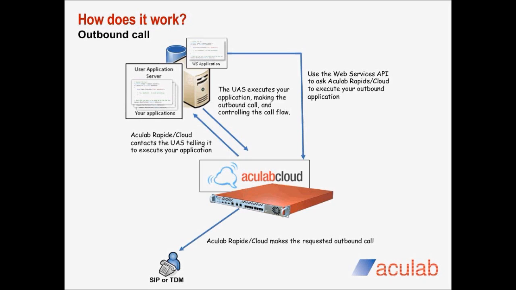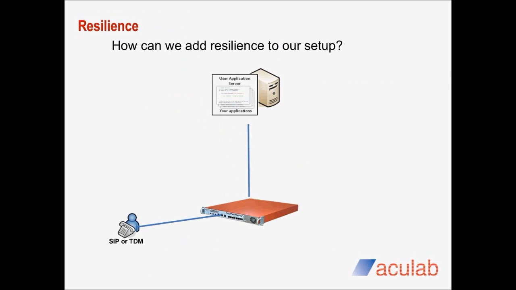So looking at the screen now, that's the simplest way of setting things up, where you have a caller, a Rapid box, and another machine running your application. A question that might be springing to mind is, what happens if your application server goes down, or the link between the application server and Rapid goes down?